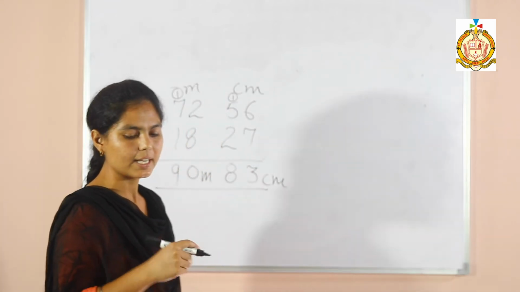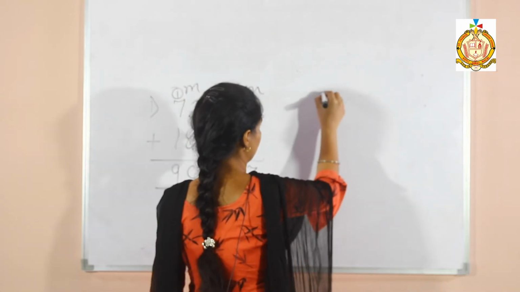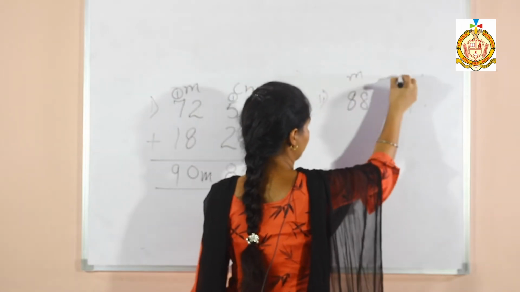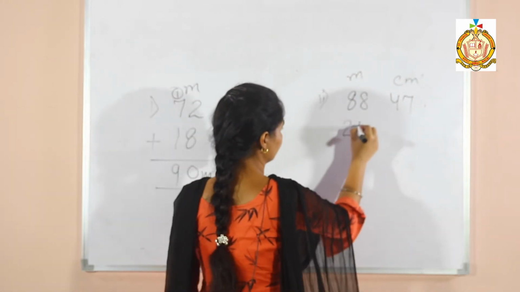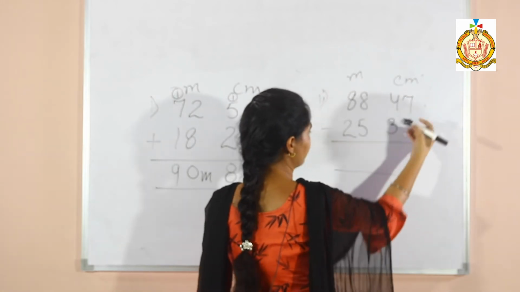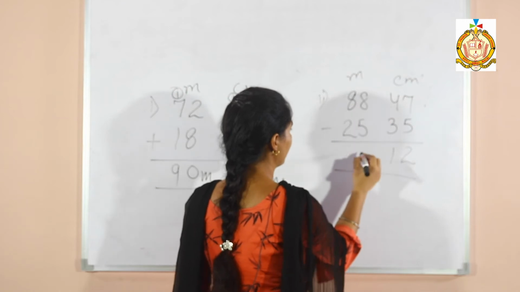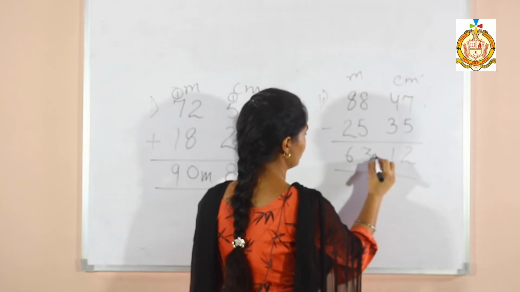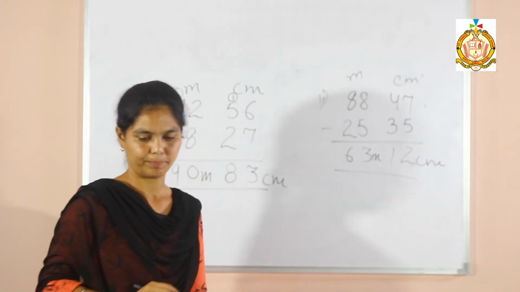Now the second part is to subtract the meters and centimeters. 7 minus 5, 2. 4 minus 3, 1. 8 minus 5, 3. 8 minus 2, 6. Means 63 meter and 12 centimeters.